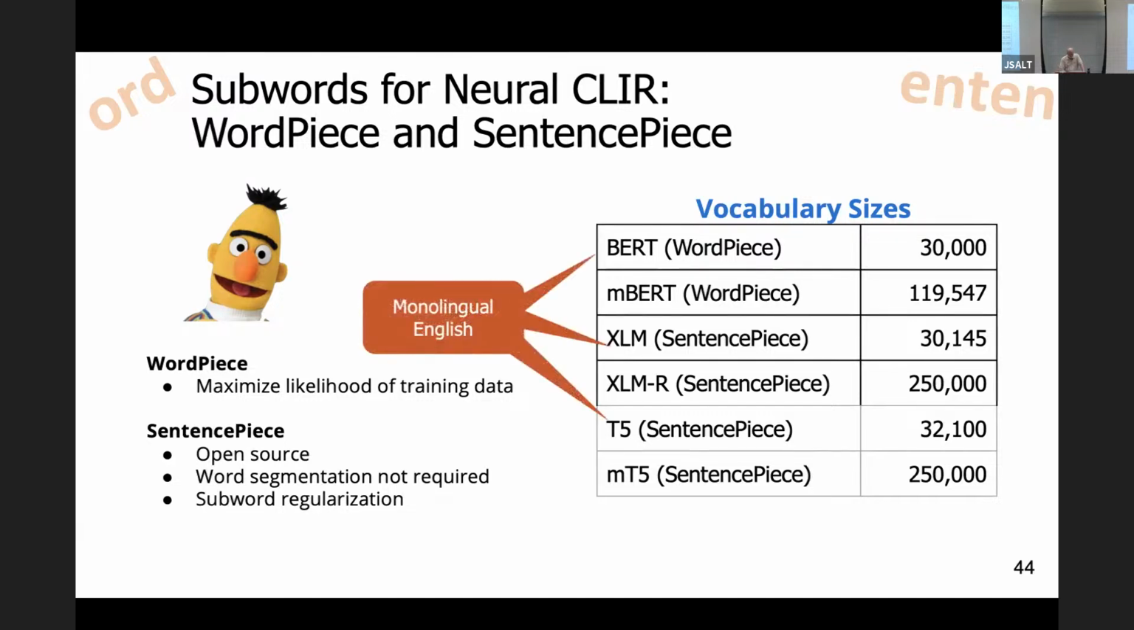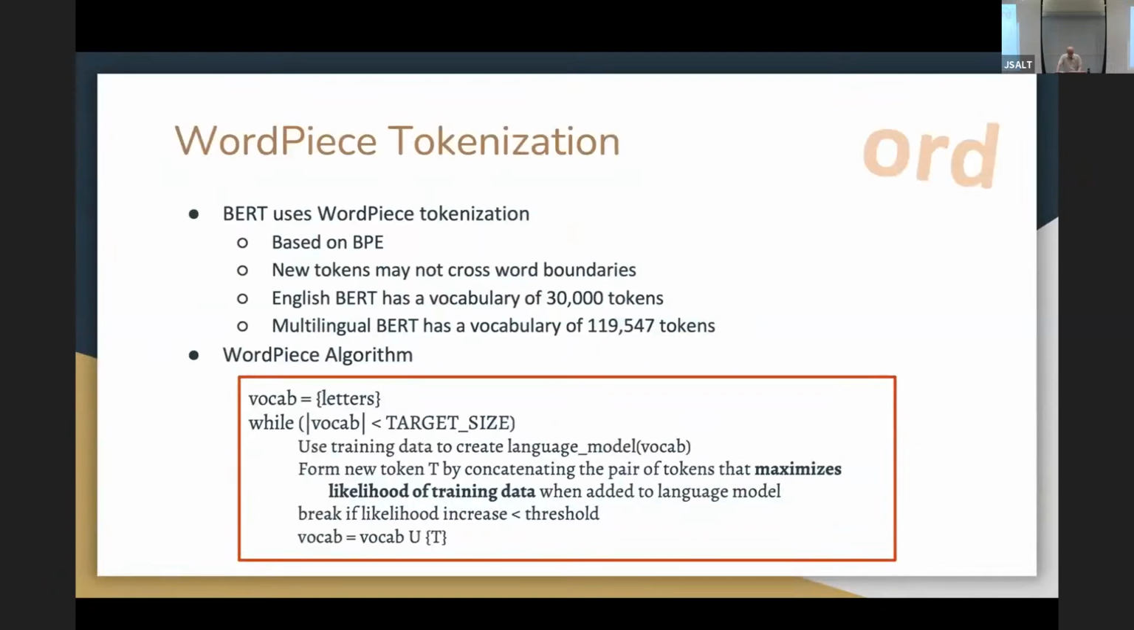Okay, all right, so these are monolingual English dictionary size counts. Multilingual, as I said, you have to have more tokens. All right. Okay, so we've talked about a bunch of this. Word boundaries, and so on. All right, yeah, so we talked about all of this.